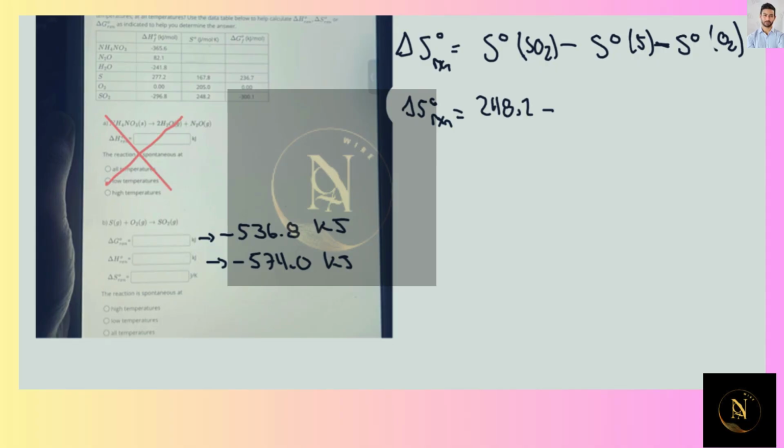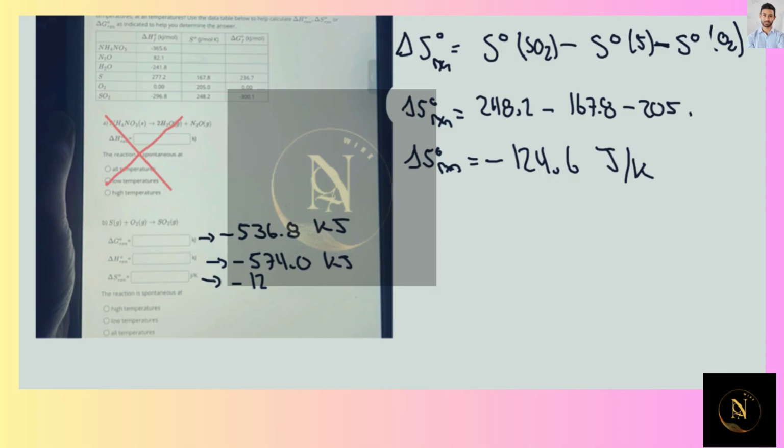248.2 minus 167.8 minus 205. We get that the delta S for my reaction, now this is going to be in joule per Kelvin directly, is going to be minus 124.6 joule per Kelvin. Minus 124.6 joule per Kelvin.